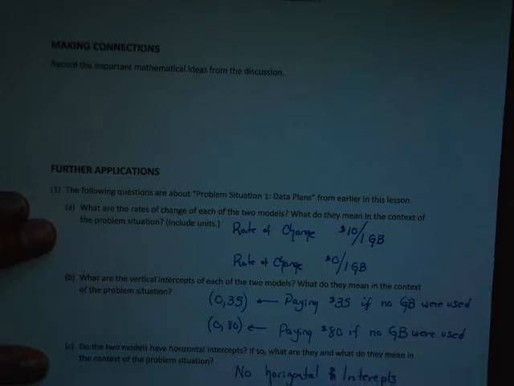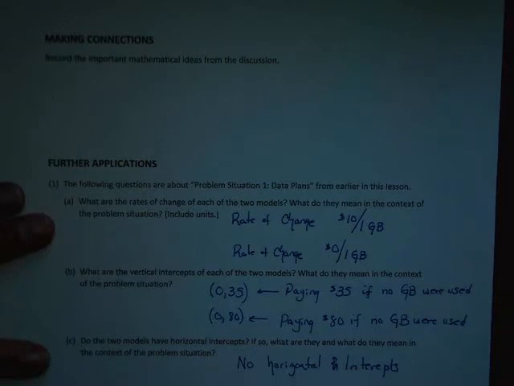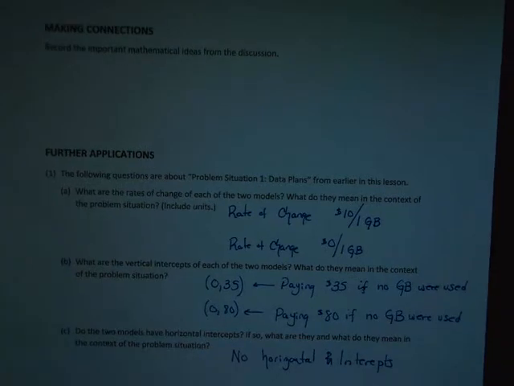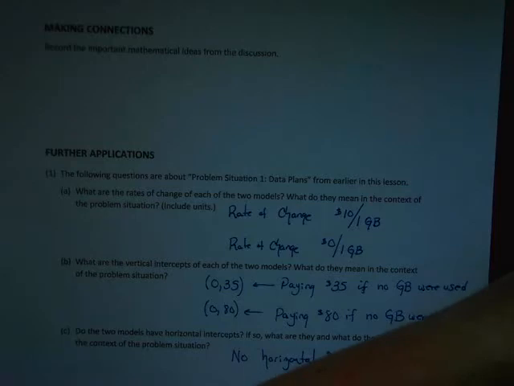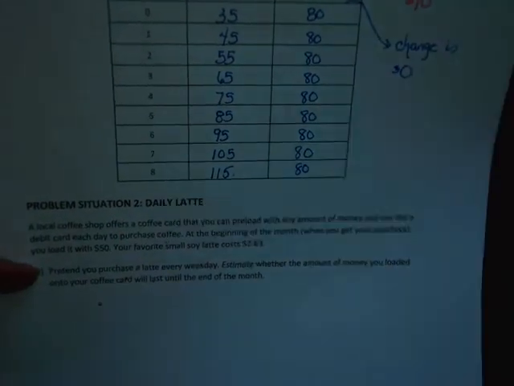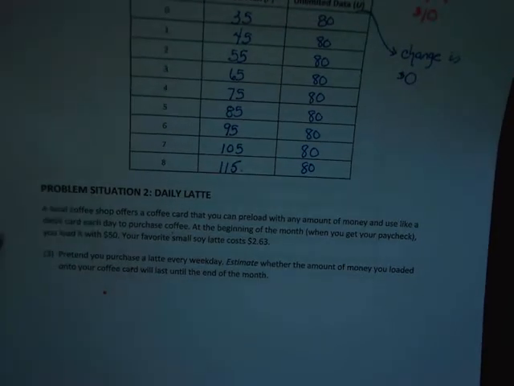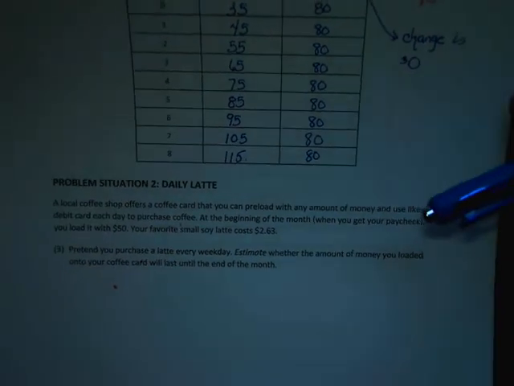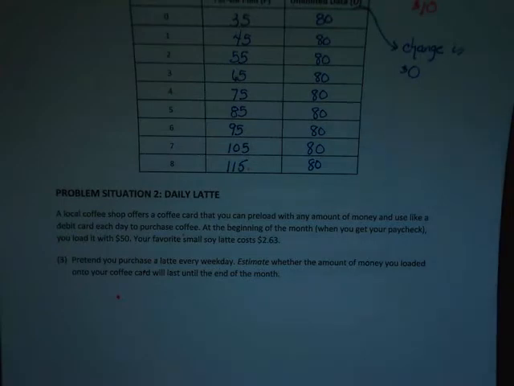All right, so let's now go to the second problem situation. It's called the daily latte. All right, you guys see it's on page 4. If you photocopied it, it's on page 463. It's right after the chart problem. Let's see if I can get some better light in here. All right. There, that's a little bit better.